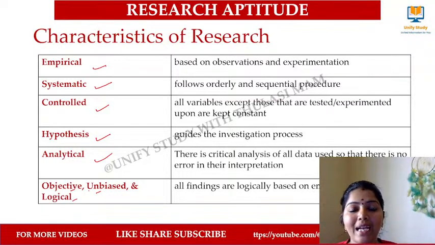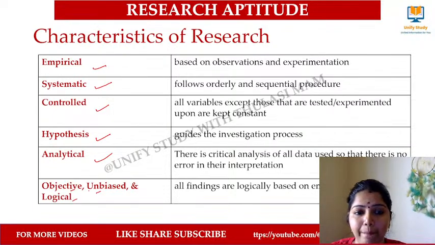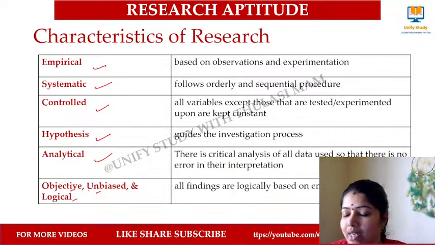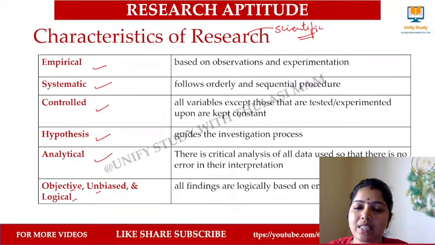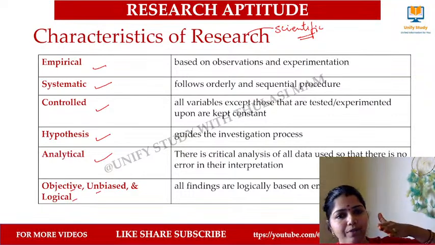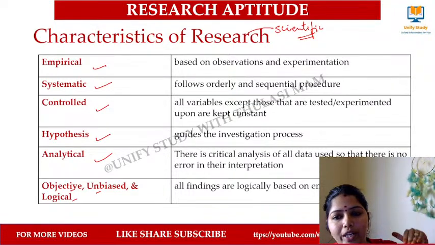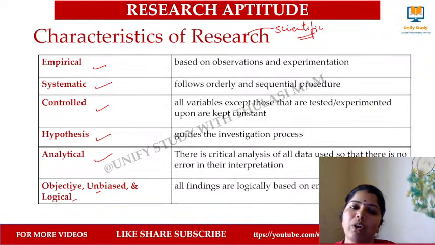Empirical means what? It is based on observation and experiments. That is empirical. Whenever we do research, especially scientific research, it is based on generalization. Okay, it will be empirical, it will be systematic. What will be systematic? It follows an orderly and sequential procedure, and that we call a systematic form of research.